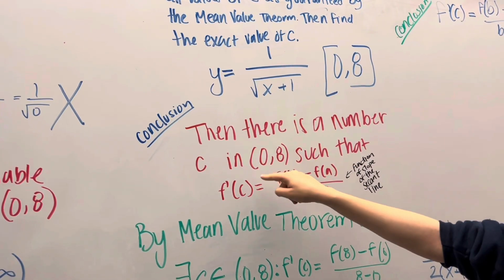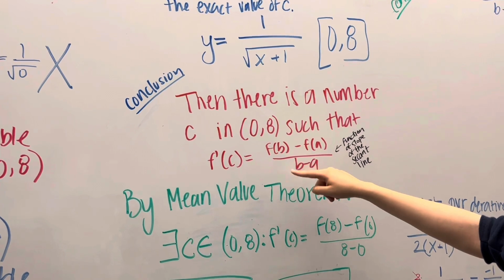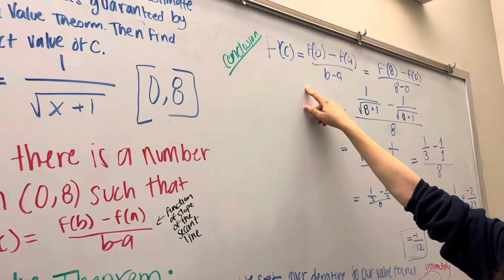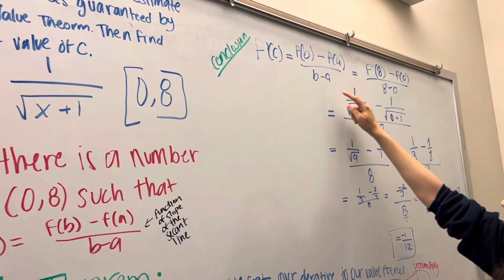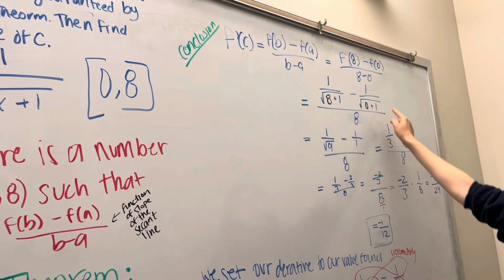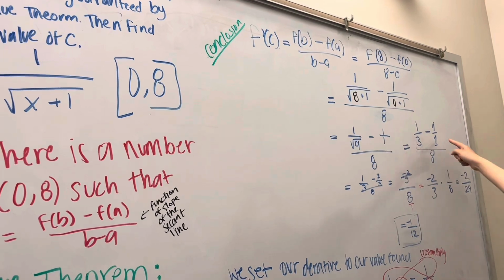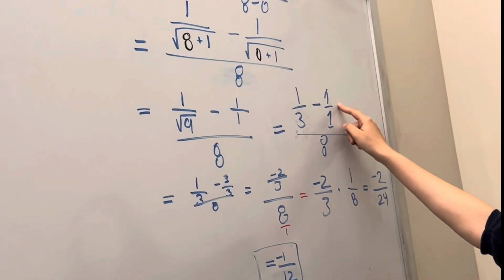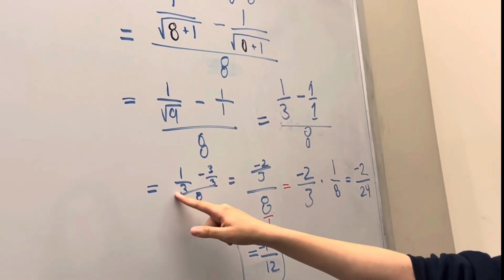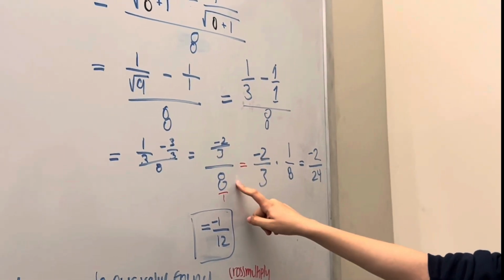Is there a number c in the open interval from 0 to 8 such that f prime of c equals the slope of the secant line? Therefore, we set our f prime of c equals f of b minus f of a over b minus a, and we plug it in. We solve for it. We got 1 over the square root of 9 minus 1. We changed 1 to 3 over 3 to combine with our denominator to make it easier for us. And then we got -2 over 3 over 8.